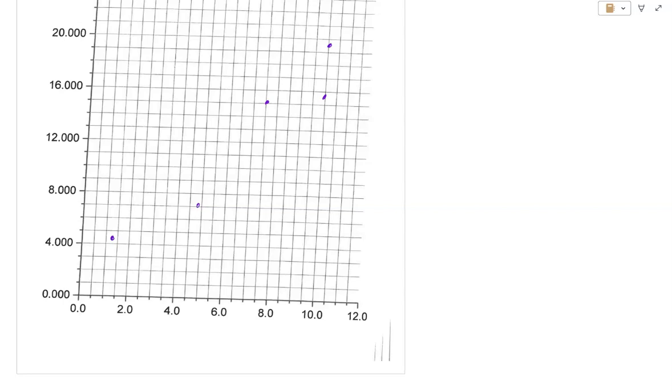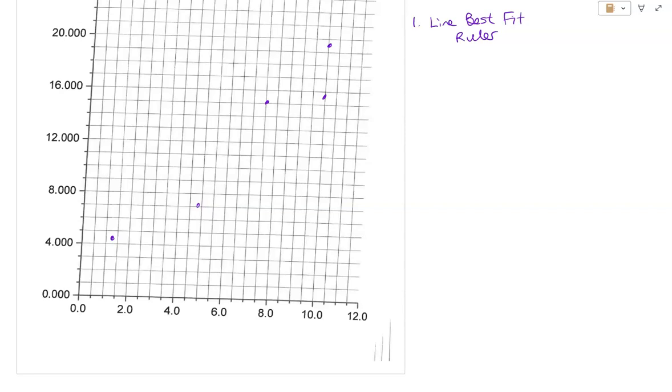Okay, so here's how you do your math for your graph. After you finish your data collecting with your graduated cylinder, you're going to plot your points. I already have my points plotted here. Next thing you're going to do is draw a line of best fit. And you're going to use a ruler to make your line as straight as possible.